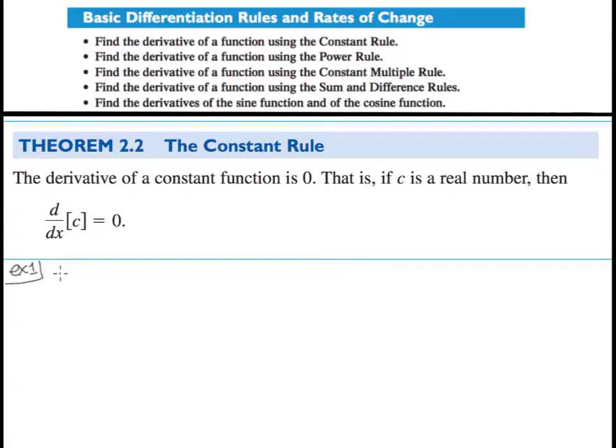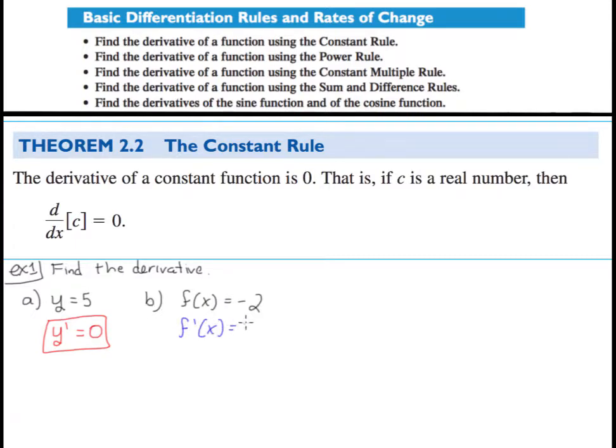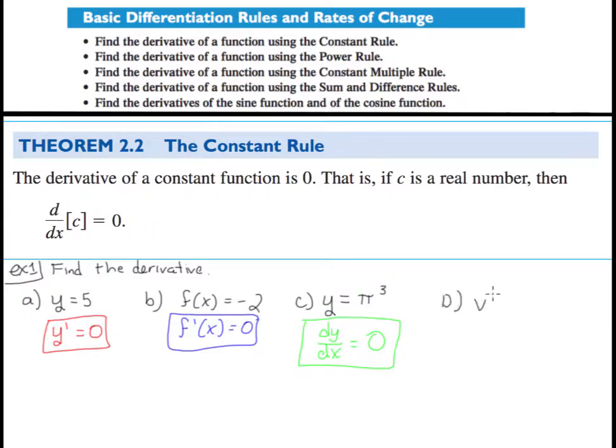All right, let's look at a few examples. In this example, we're going to find the derivative using the constant rule. So y is equal to 5. Well, then our derivative is 0. If f of x is equal to -2, f prime of x is also equal to 0. If y is equal to pi cubed, dy/dx is equal to 0. Pi cubed is still just a number. If v of t is equal to 0, then the derivative of v of t is 0, because 0 is simply a number, a constant.